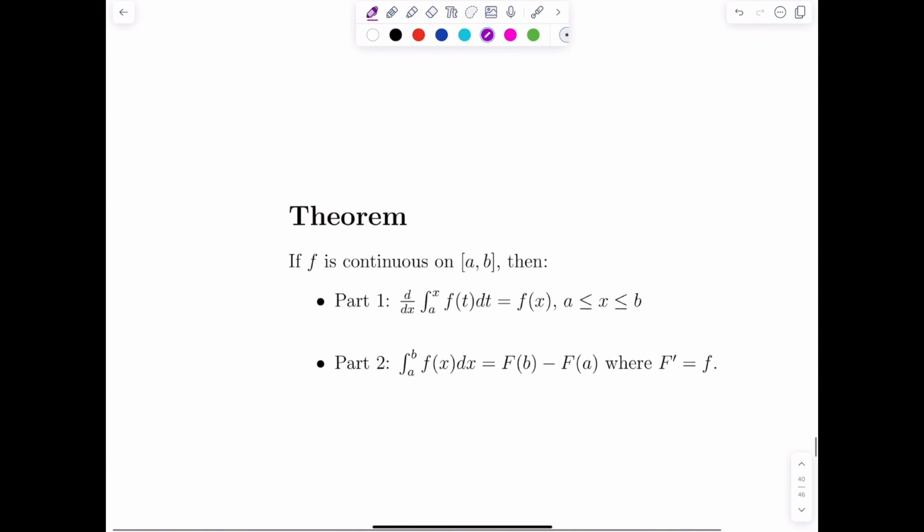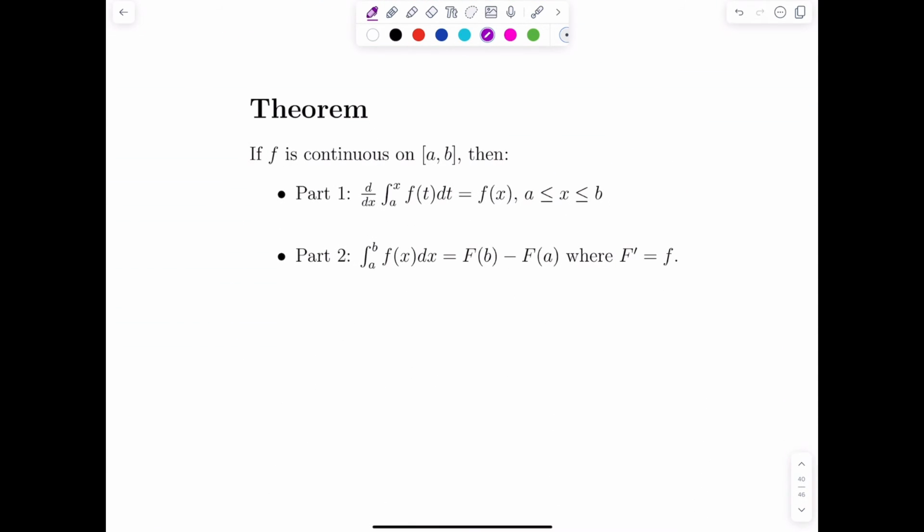So now we're going to look at more of the fundamental theorem of calculus, okay? We're going to consider part 1, which introduces the idea that a derivative and an integral undo one another. Derivative, antiderivative in a way.